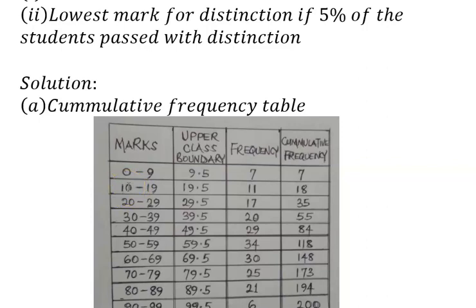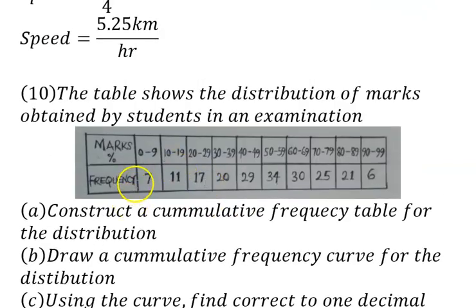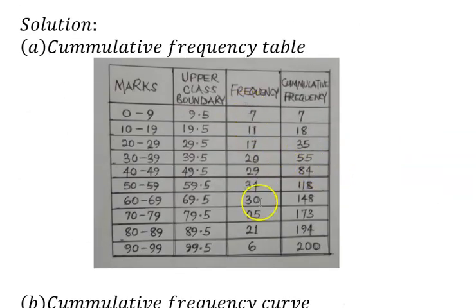So anybody that scores lower than 10 will just fall in this category. So that's just a hint for you. So we have all the frequencies: 7, 11, 17, 20, 29, 34, 30, 25, 21, and 6. So that's what we have here.